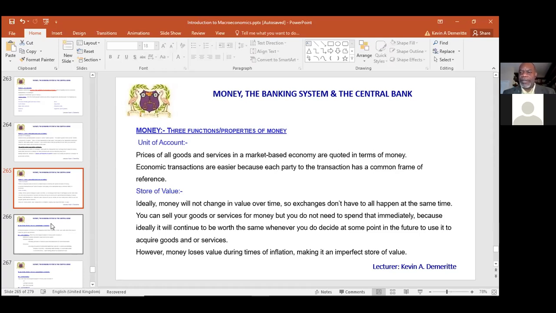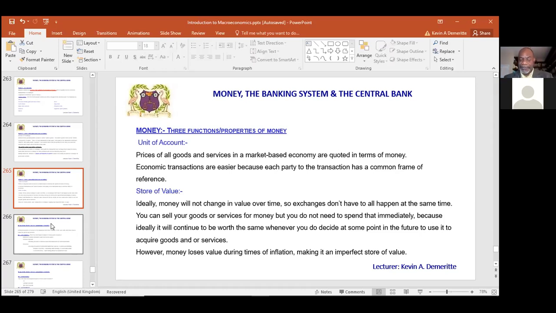So you are trading your labor for this thing that we're calling money. But once you have attained the value for your labor, this money thing, you do not have to go out and spend it on goods and services right away. You can hold on to it, and at some point in the future, whether it's a few hours, a few days, a few weeks, a few months, a few years, you still expect to be able to spend this thing you call money to purchase goods and services. We do not expect money to change value over time.